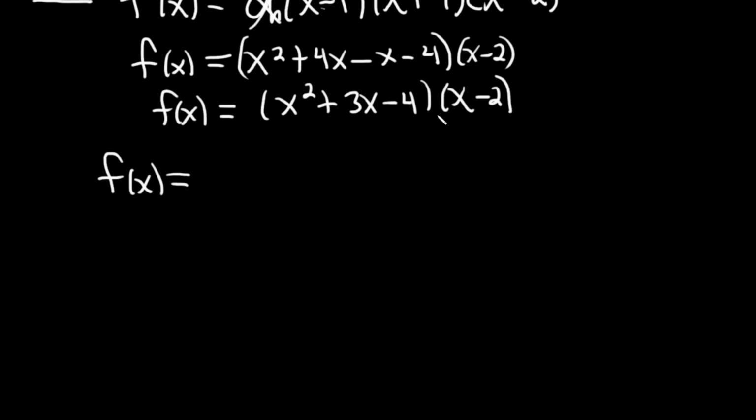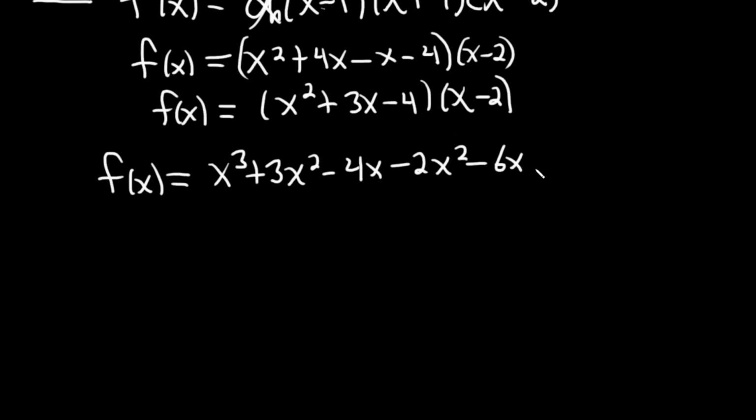This is equal to, so I'm going to take the x and multiply it by each of these terms. We're just going to distribute. So x times x squared is x cubed. X times 3x is going to give us 3x squared. And x times negative 4 is negative 4x. Then we do the same thing with the minus 2. Minus 2 times x squared is minus 2x squared. Minus 2 times 3x is minus 6x. And minus 2 times minus 4 is plus 8.